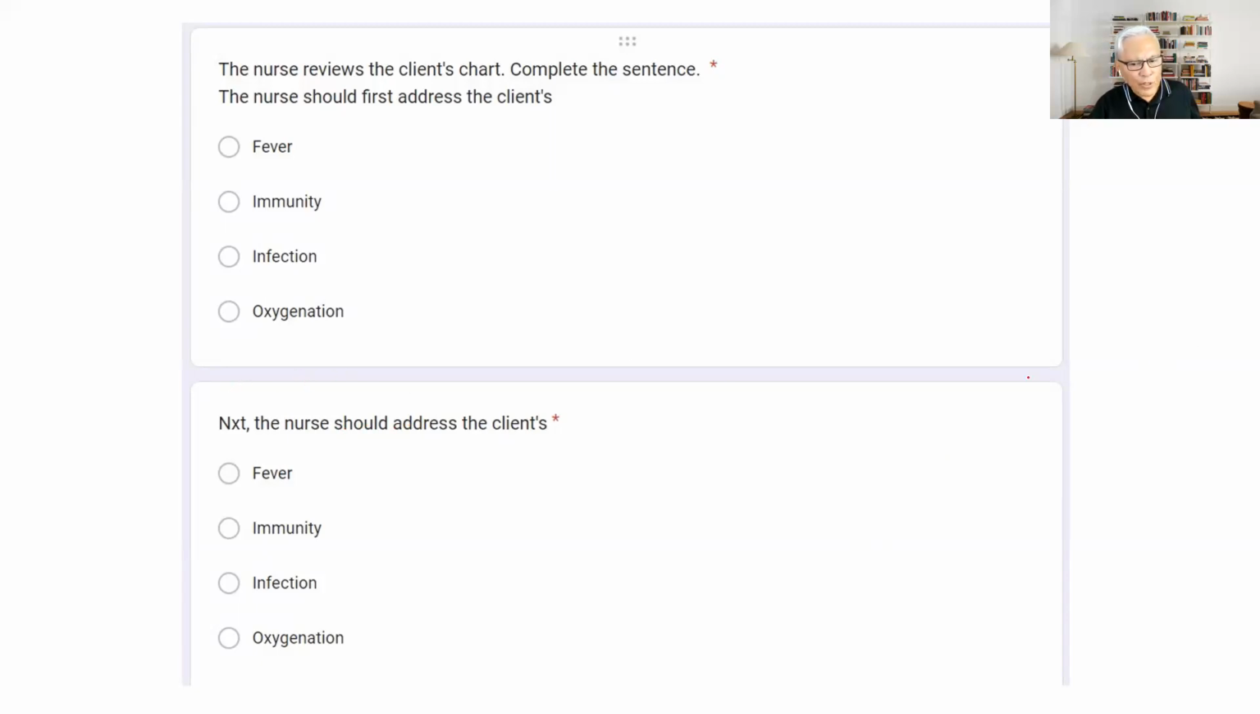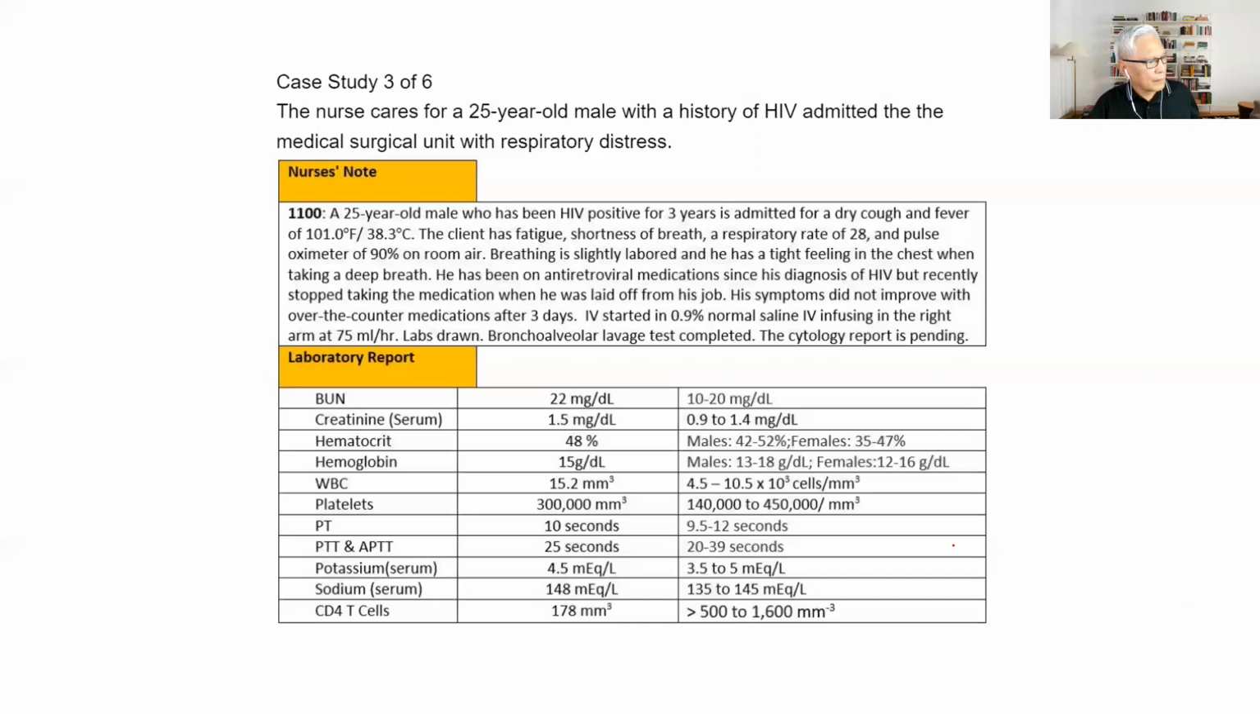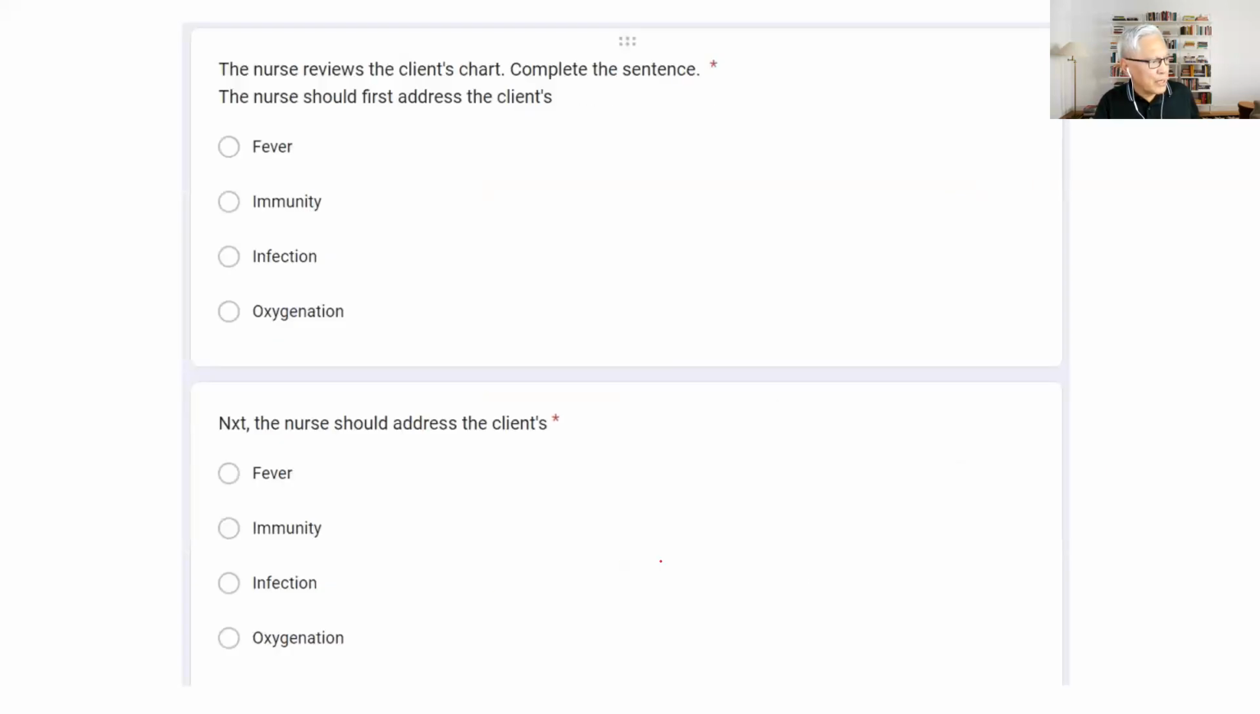I don't have a poll for this. Apparently I clicked it and, yeah, it was the same thing that we saw before. He has shortness of breath. It would be oxygen, with a respiratory rate of 28 and pulse oximeter of 90%. Okay. Yeah, so the correct answer here would be oxygenation.